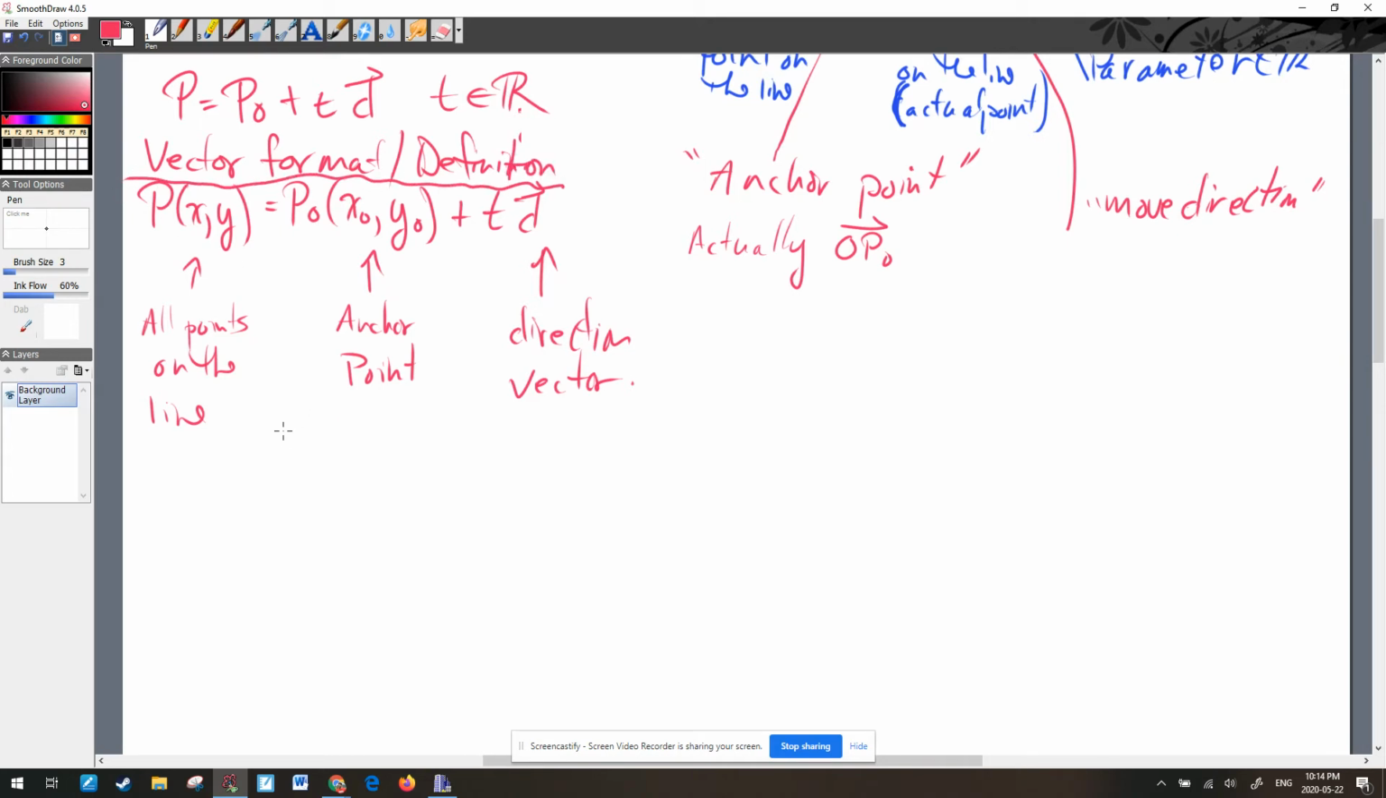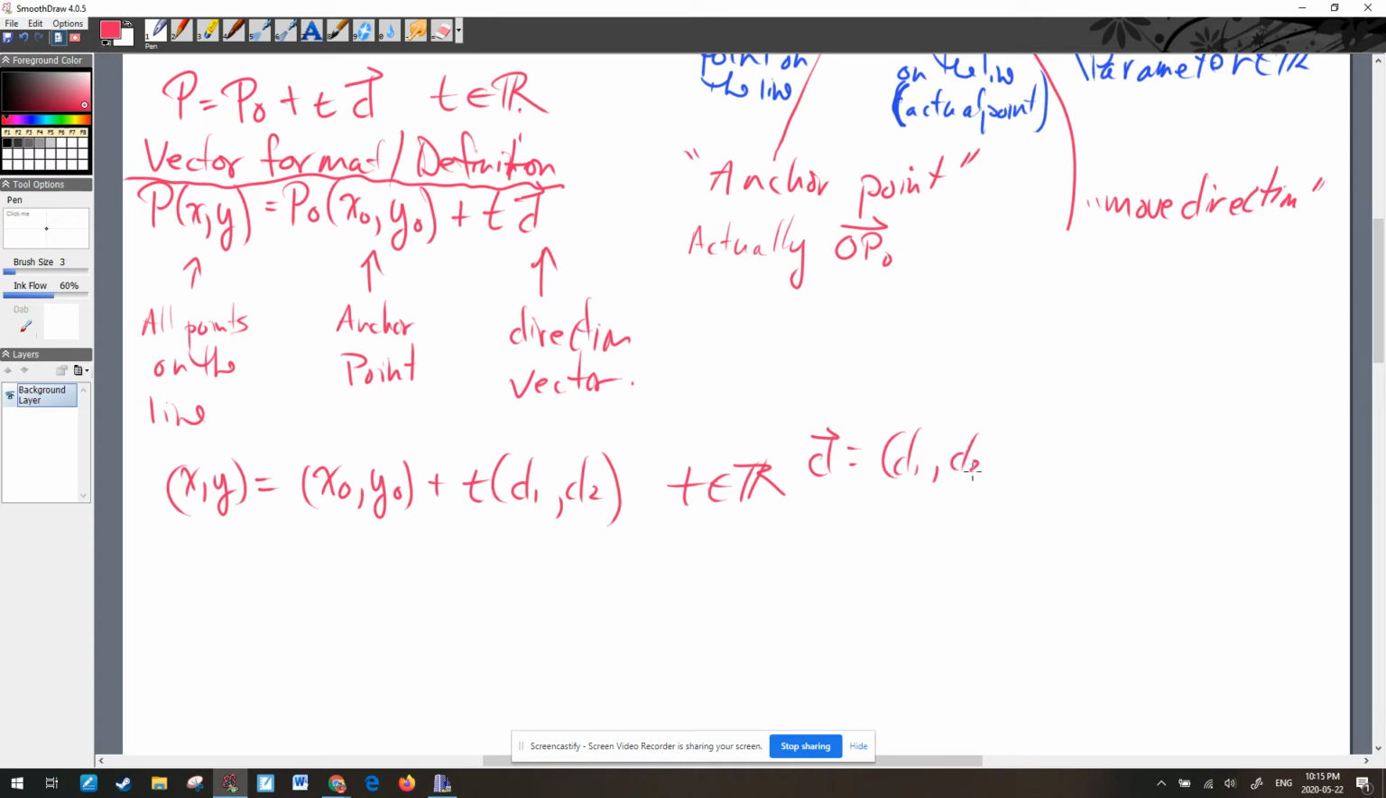There it is right there. It's not the only form. There is another form. So P naught, sometimes it's also just written as (X, Y), again being representative of every point on the line, is equal to (X naught, Y naught), my anchor point, plus T times (D1, D2), where T is a member of the reals, and the direction vector is equal to (D1, D2), right?